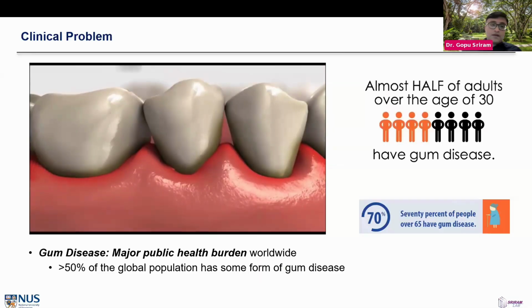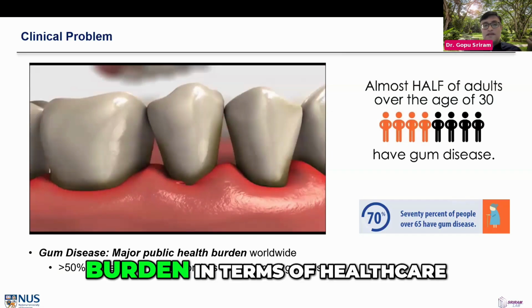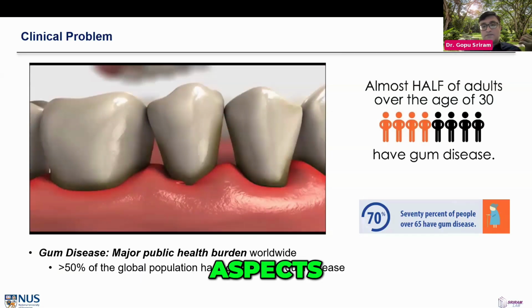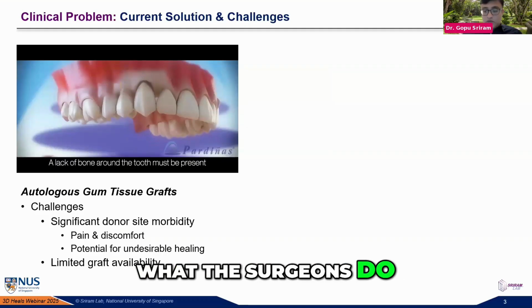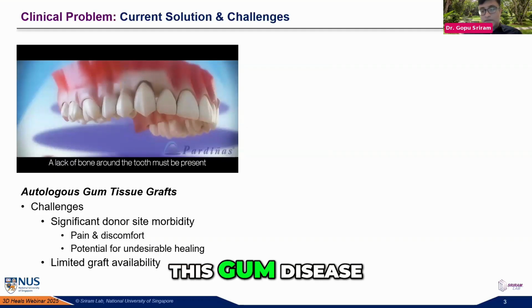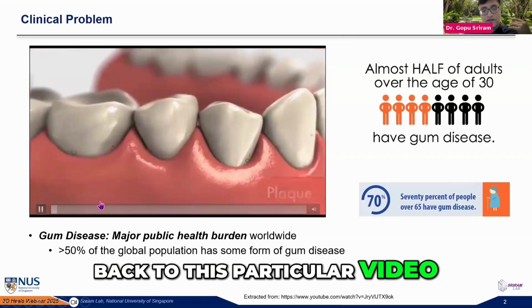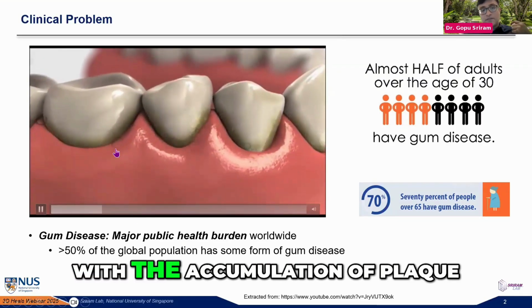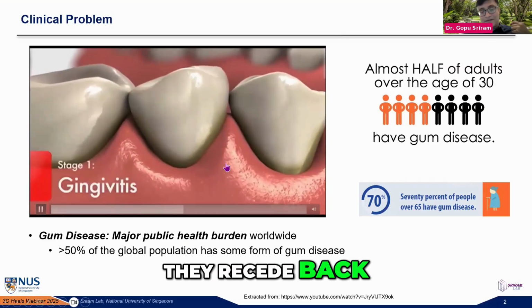It does cause a significant burden in terms of healthcare aspects. But what the surgeons do in terms of treating this gum disease, over time, what happens, when I go back to this particular video, is that with the accumulation of plaque, the gum tissues recede back, right?